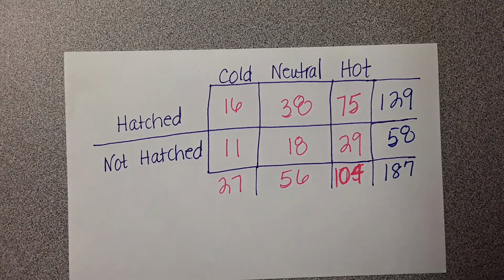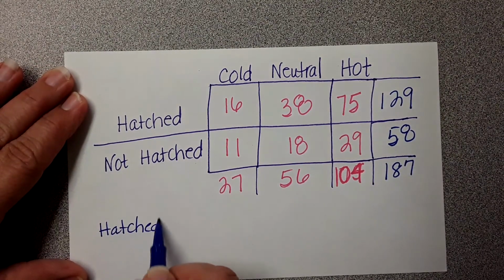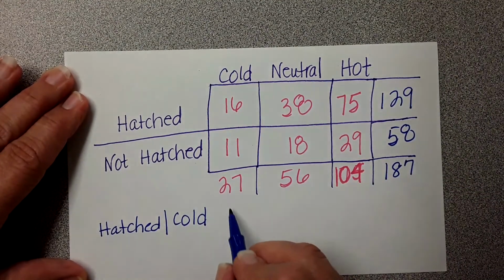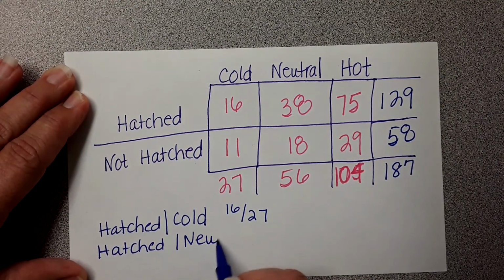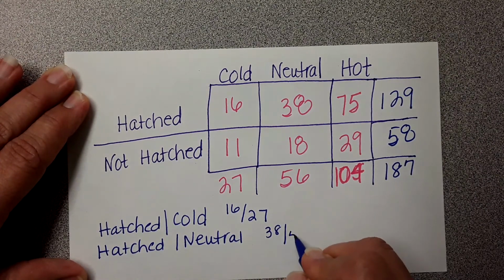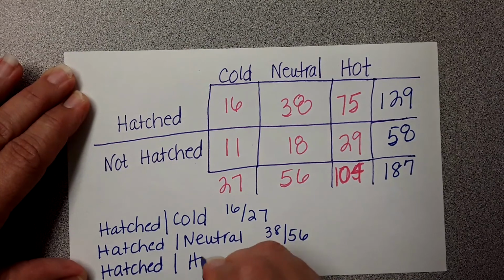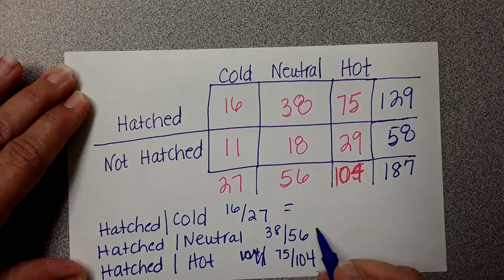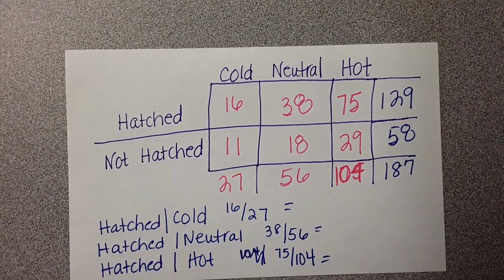Given the temperature of the water, what's the percent that they would hatch? So we would say hatched given cold, right? So 16 divided by 27. Hatched given neutral, that would be 38 divided by 56. And then hatched given hot water, 75 divided by 104. I'm so sorry, I keep messing up. Okay, so what I want you to do is come up with those percents for me, and then we'll have a discussion about what that means.